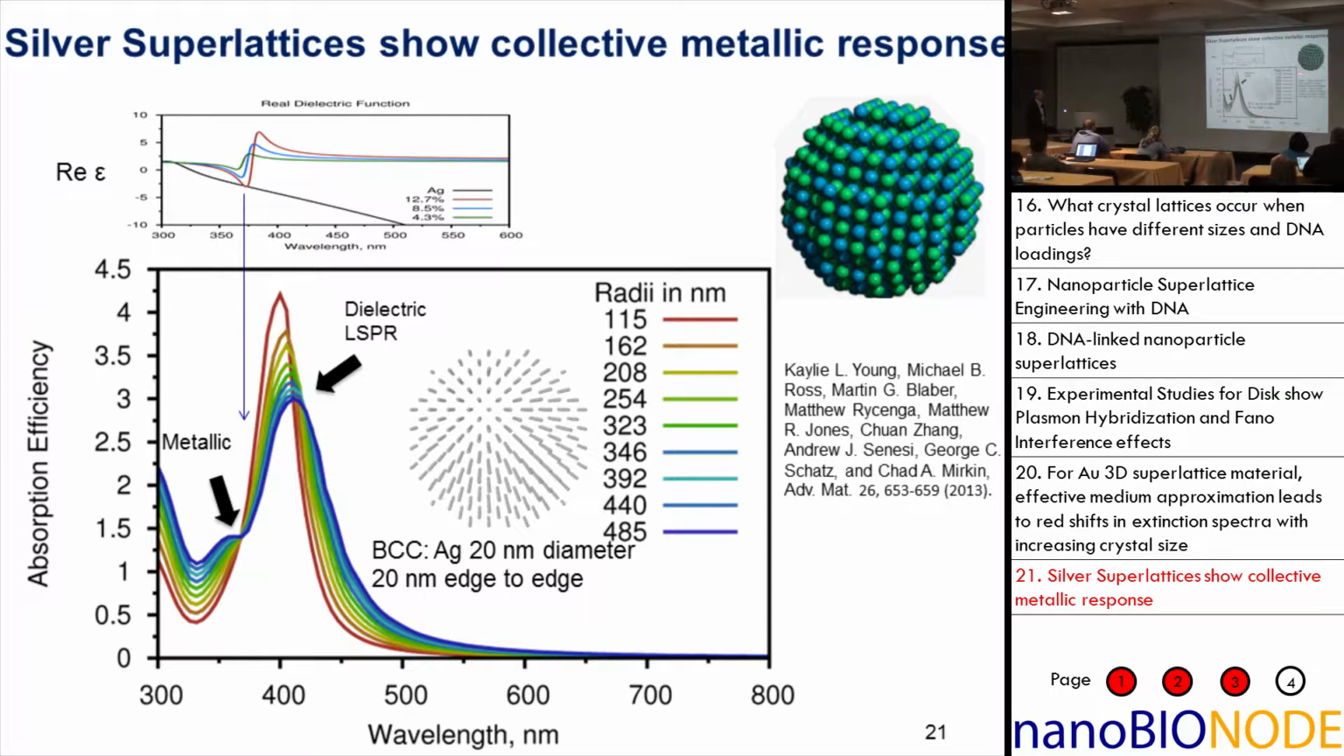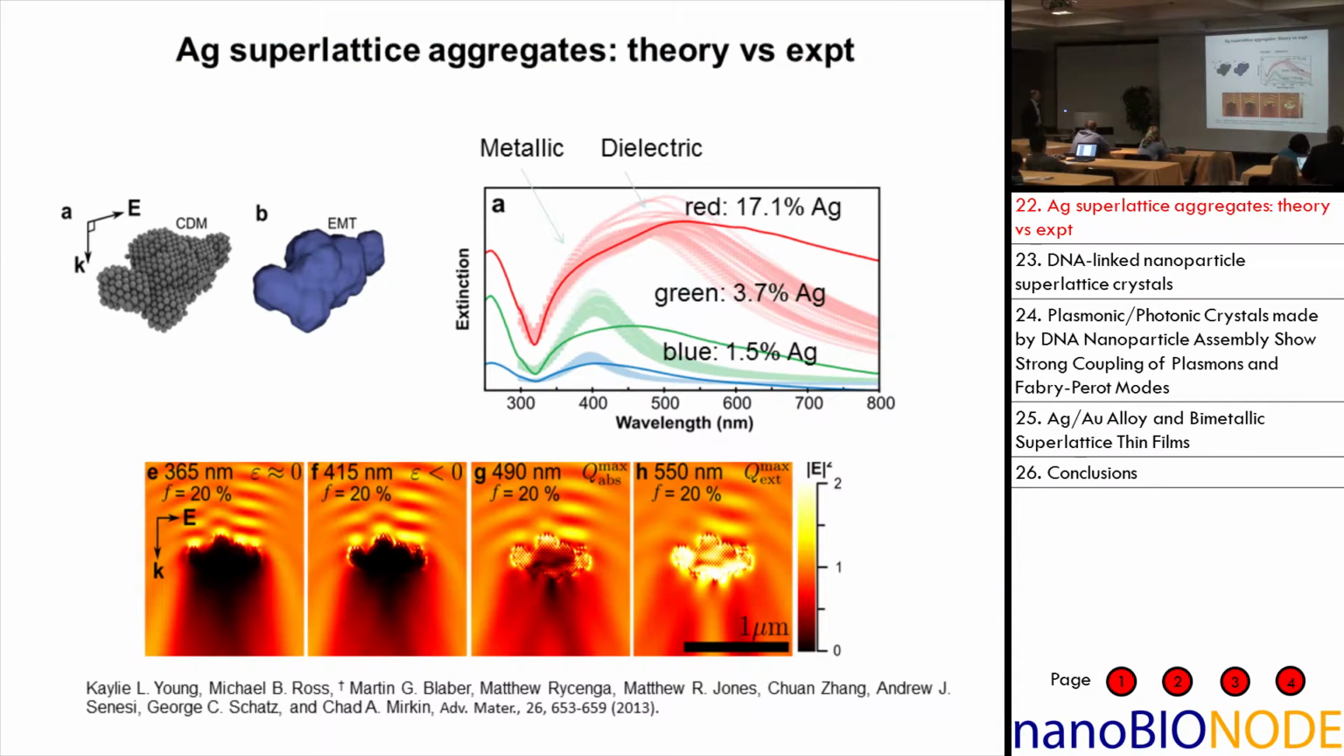It turns out if you make just an aggregate, a spherical aggregate of these particles, that leads to two effects. One is the redshift of the plasmon peak that is associated with the non-metallic portion of the dielectric function. But in addition, there's the rise of a second peak in the extinction spectrum that arises from the metallic portion of the dielectric function. Okay, so that's an effect that the Mirkin group has tried to observe in these experiments.